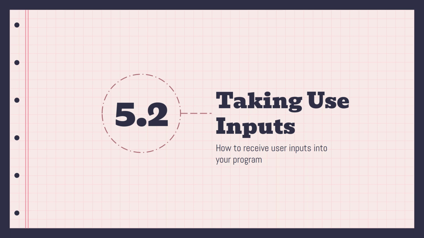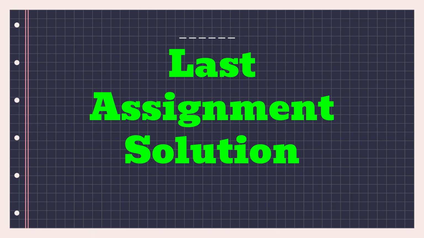Before we even begin to take the user input, let's first solve the assignment from the last tutorial. When you were learning about variables, I told you to create a simple program that takes in 3 values of your personal information: your name, your age, and finally your gender. So let's go ahead and write the solution to that. And once you have the solution, you're going to learn how to take in user inputs.